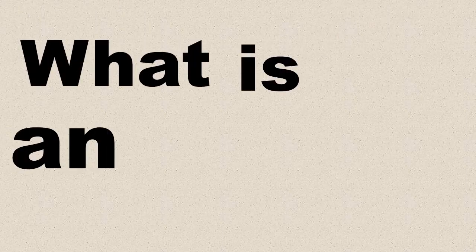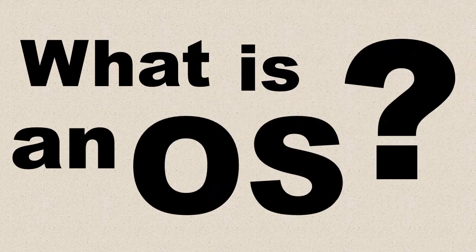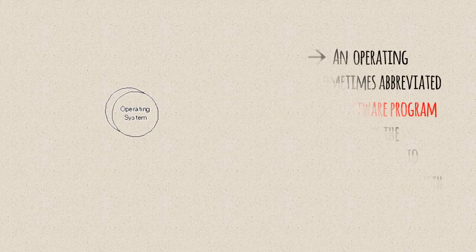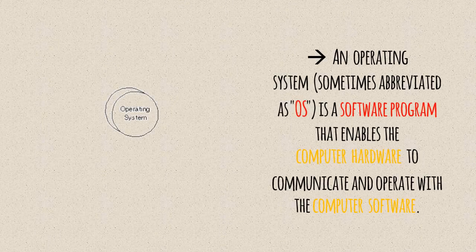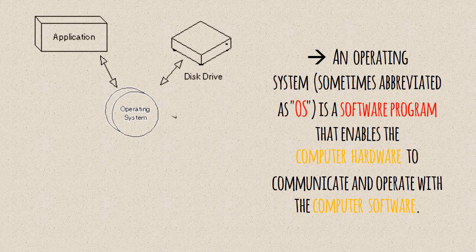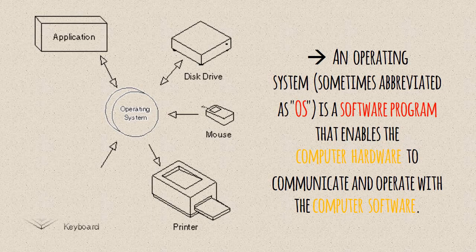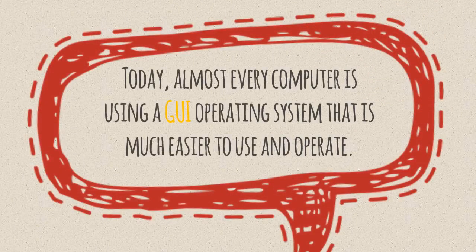An operating system, sometimes abbreviated as OS, is a software program that enables the computer hardware to communicate and operate with the computer software. It manages the computer's memory, processes, and all of its software and hardware. It also allows you to communicate with the computer without knowing how to speak the computer's language. The graphical user interface lets you use your mouse to click icons, buttons, and menus, and everything is clearly displayed on the screen using a combination of graphics and text.